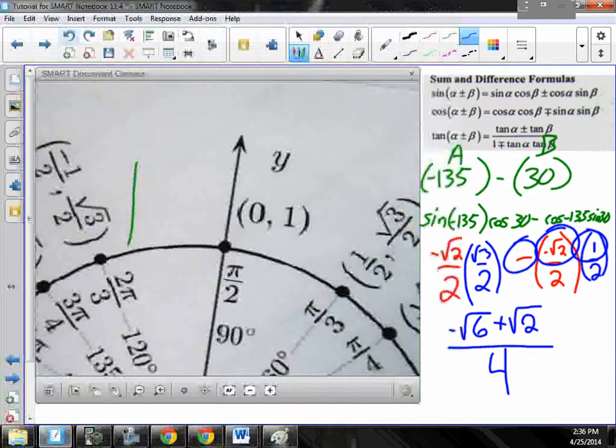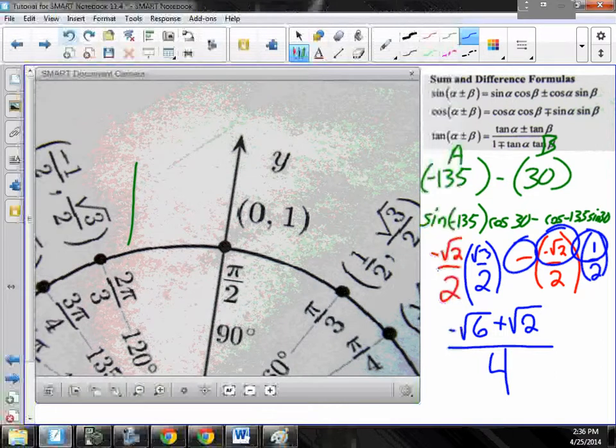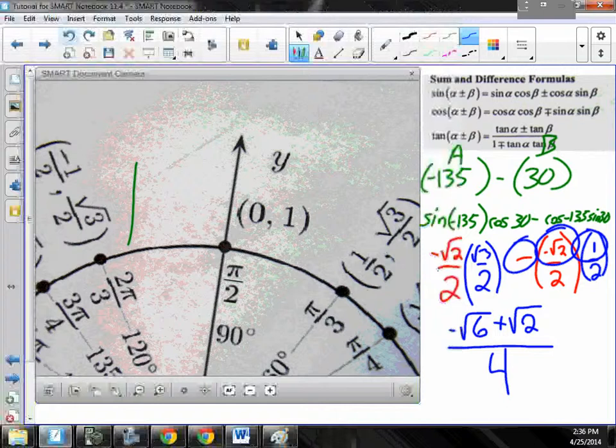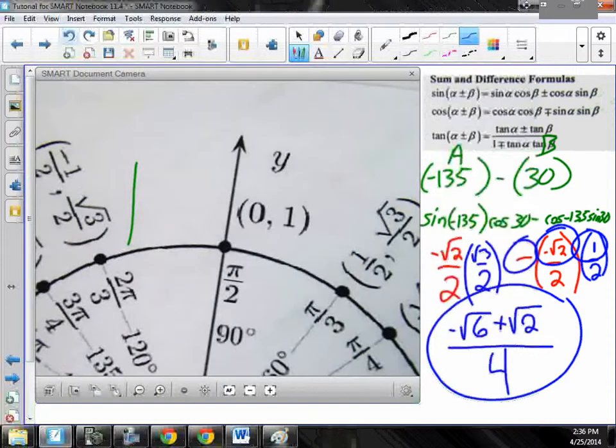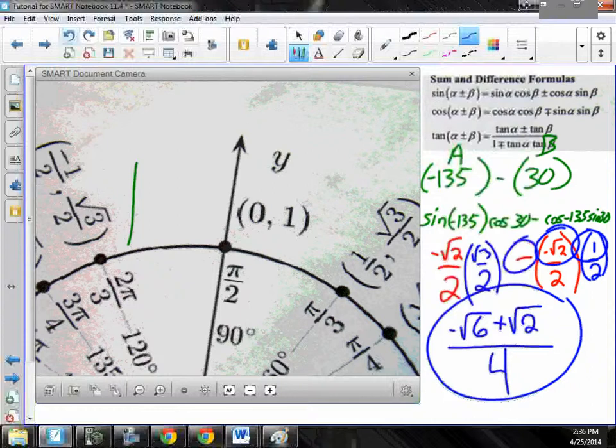Does that make sense? And again, if the angle you're looking for is not already on the circle, your answer is going to be some form of that. Or it will be some answer that's already there. Okay, now for the fun stuff.